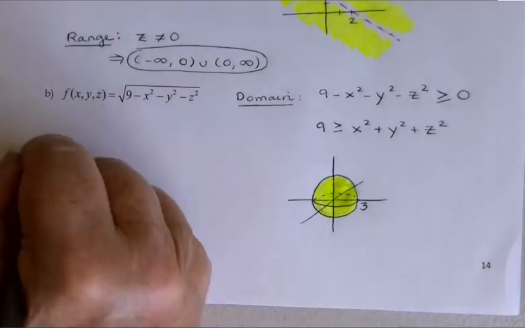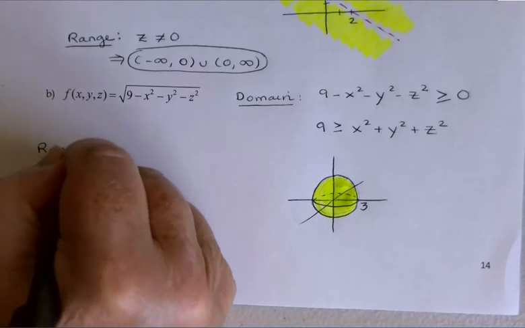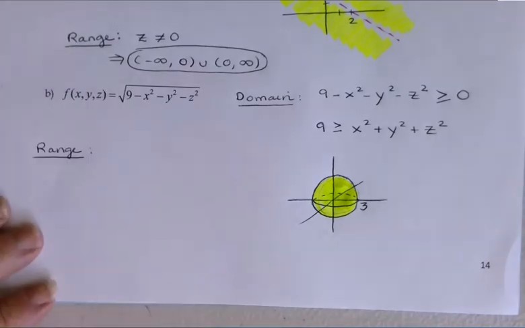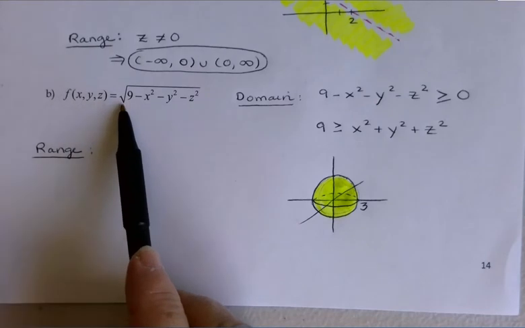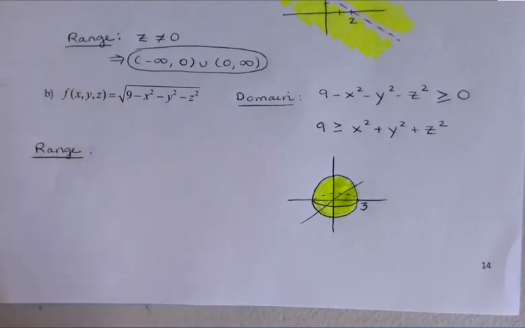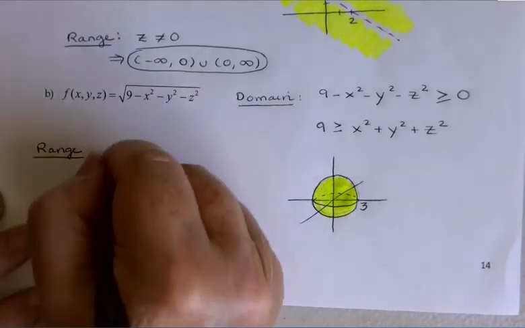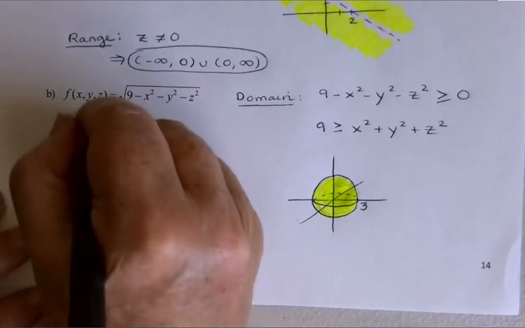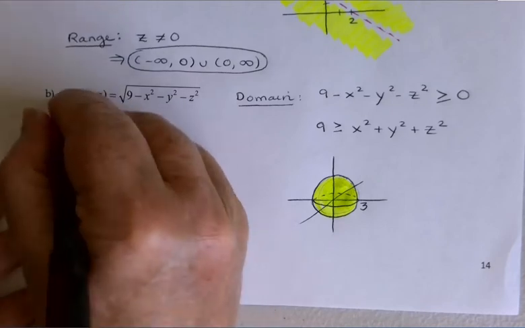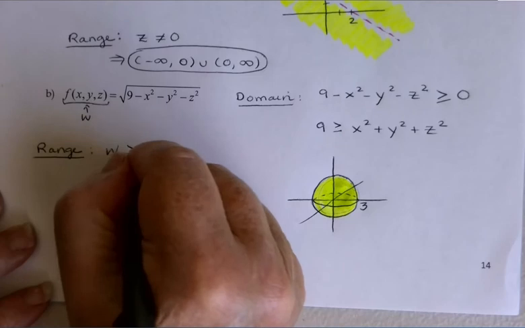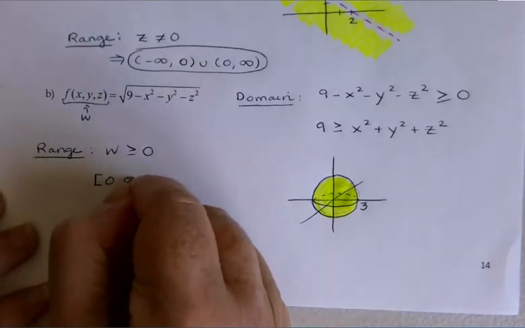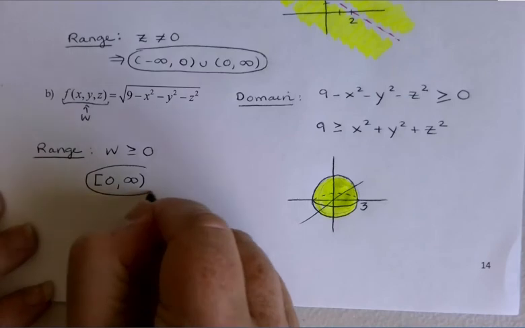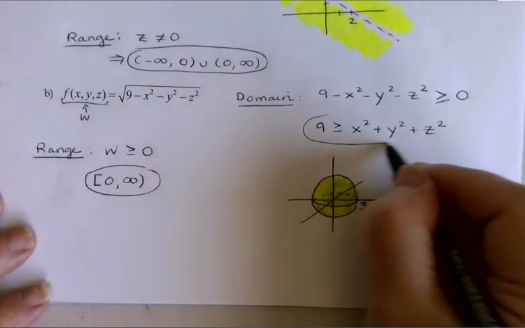All right, what about the range? Well, a typical square root function, right? Square root of anything is greater than or equal to 0 when I'm taking a positive square root, which I am here. So I'm going to say, if this is w, w is greater than or equal to 0. And so my range is the interval from 0 to infinity.